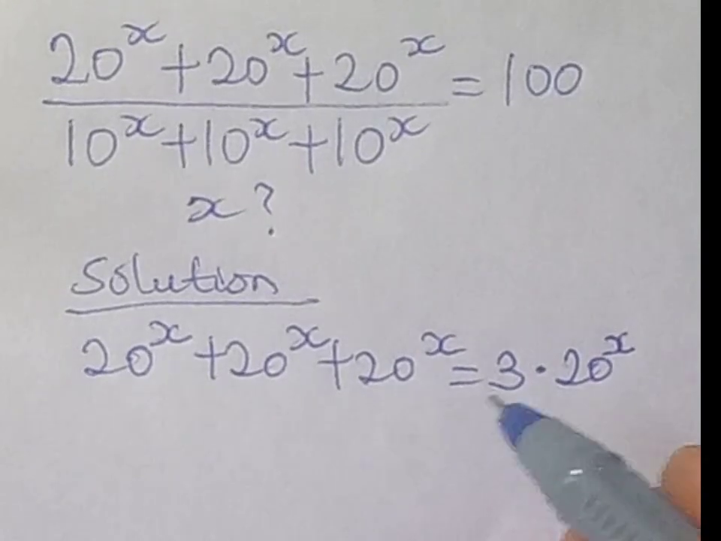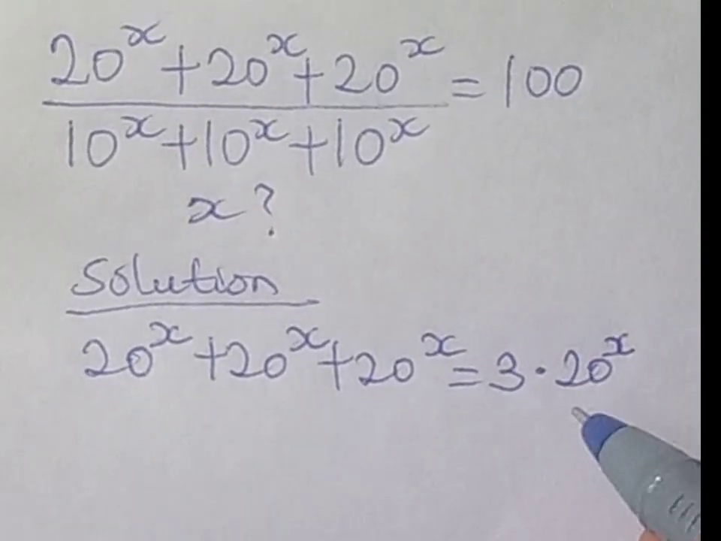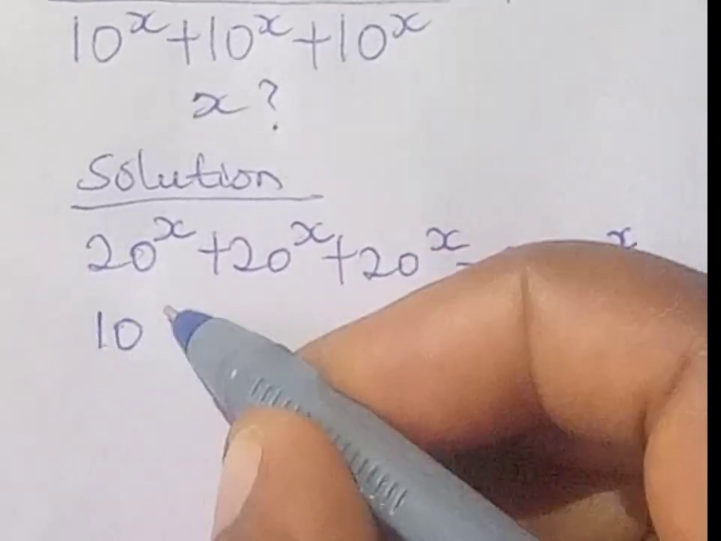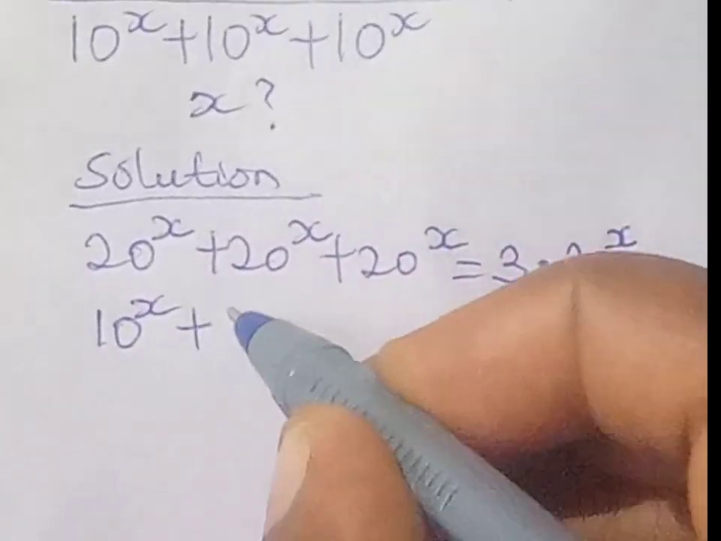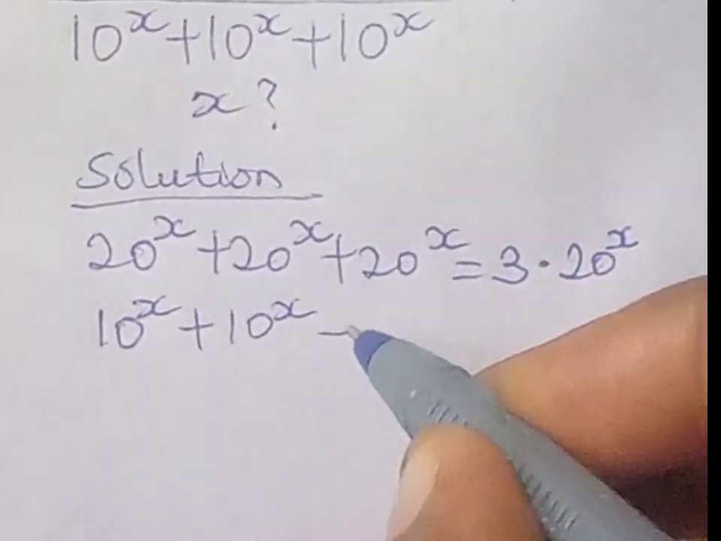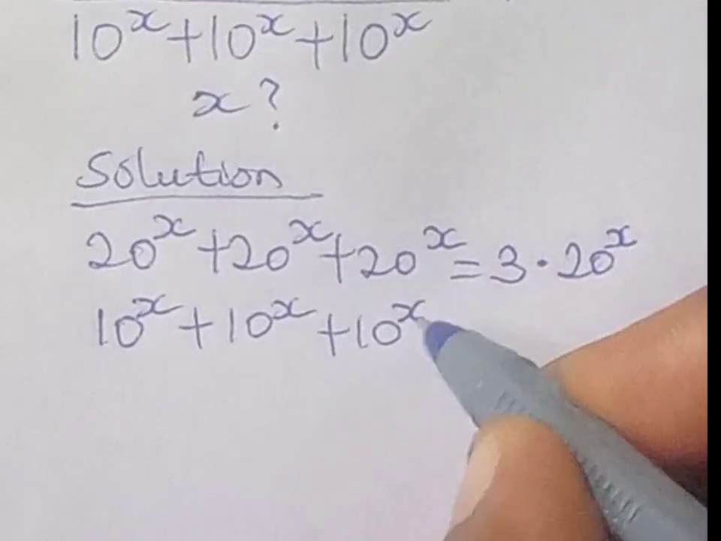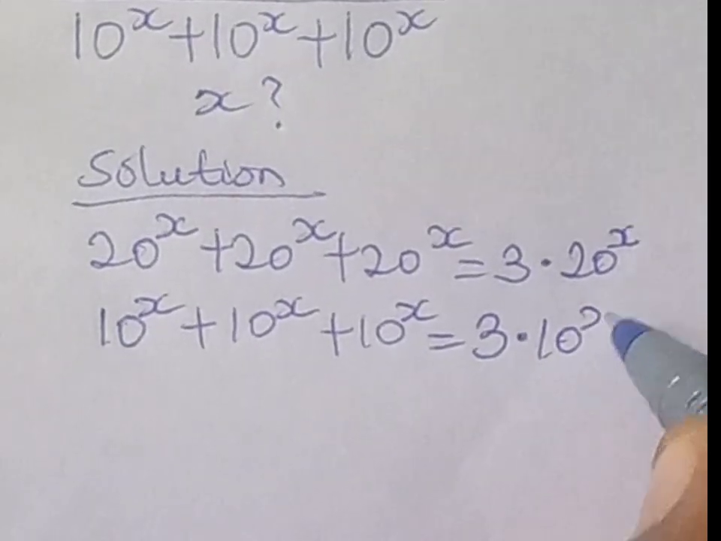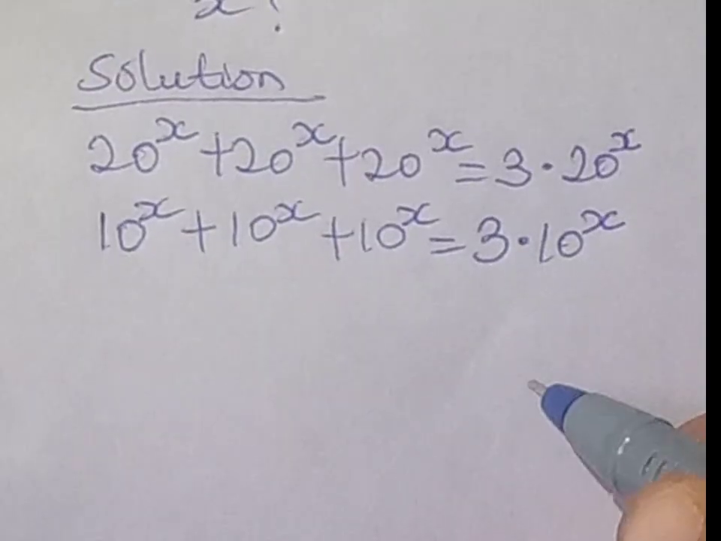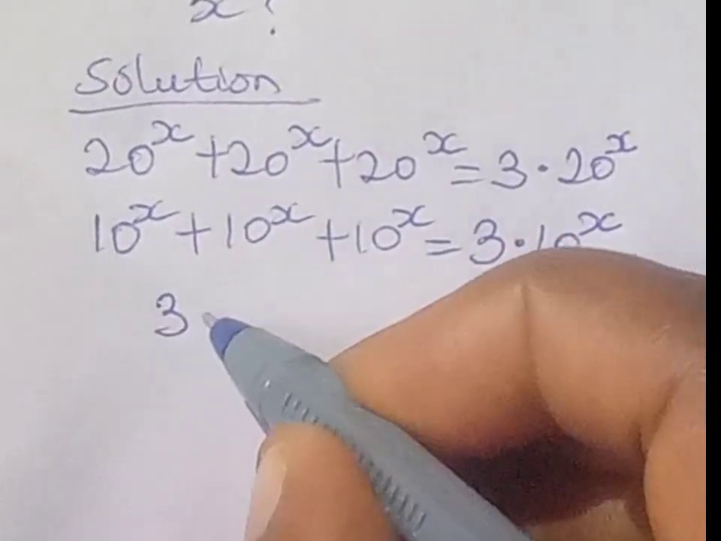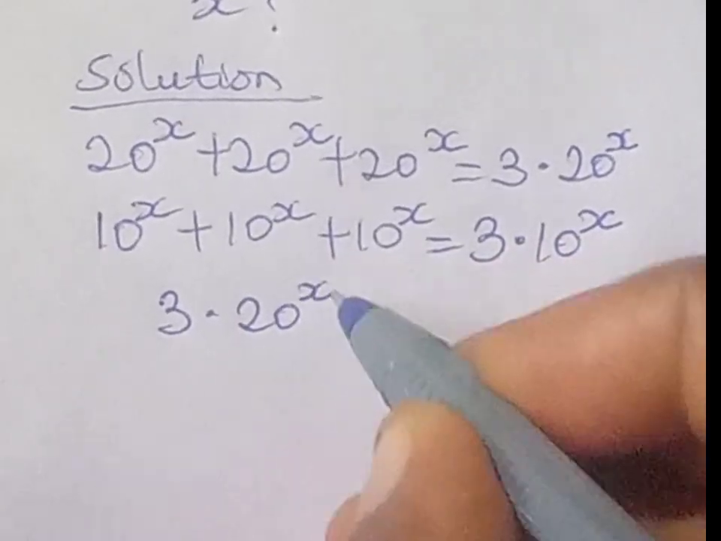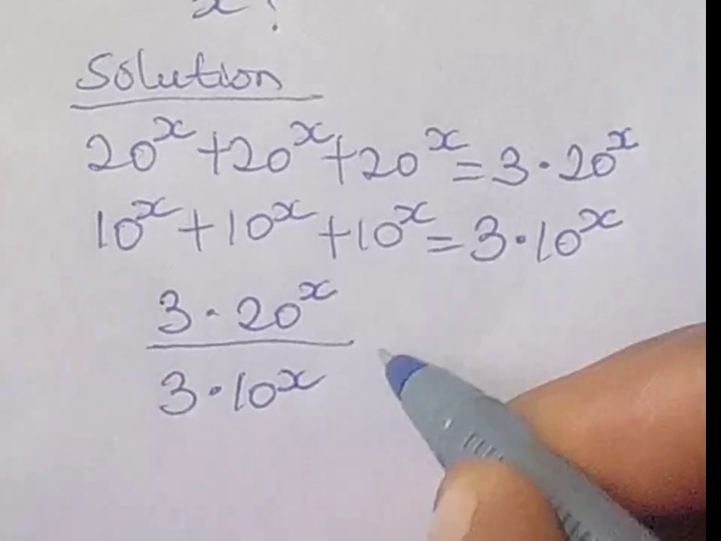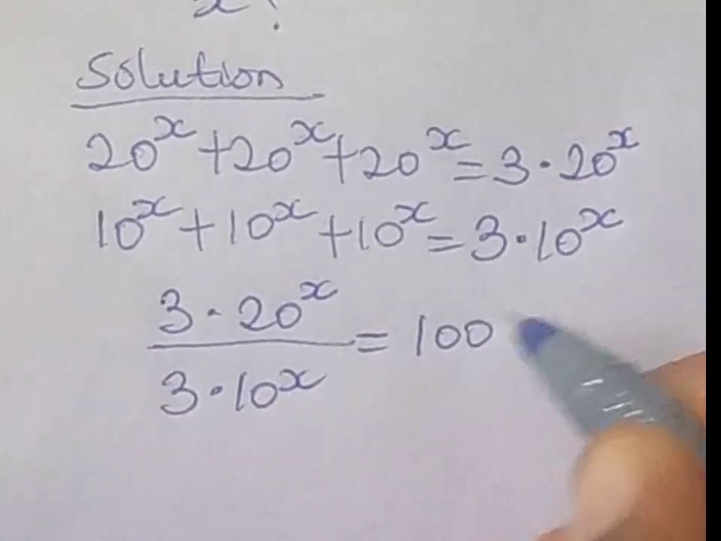Let's simplify the denominator by doing what we did to the numerator. Our denominator says 10^x + 10^x + 10^x, which is equal to 3 times 10^x. Now our equation becomes (3 times 20^x) divided by (3 times 10^x) equals 100.